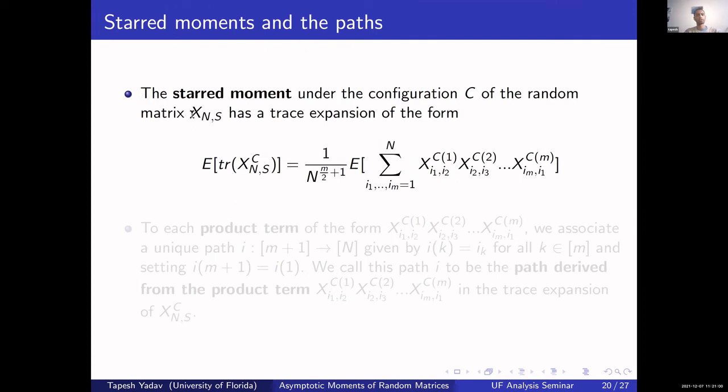Okay. Now we'll look at the star moment again. The star moment under the configuration C of the random matrix X_n^S has a trace expansion of the form: expectation of the trace of X_n^{S,C} equals 1 over N^{m/2+1} times the expectation of this sum.